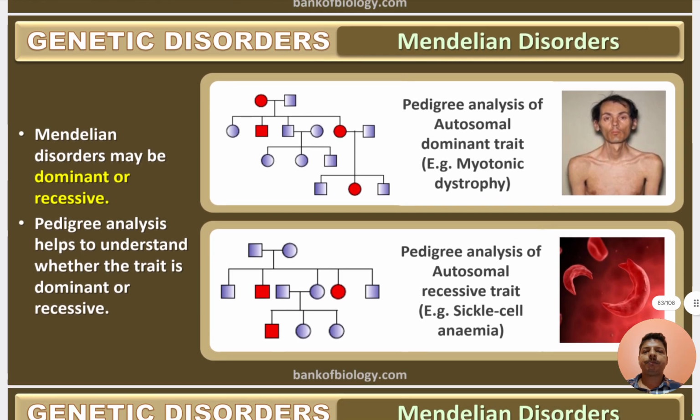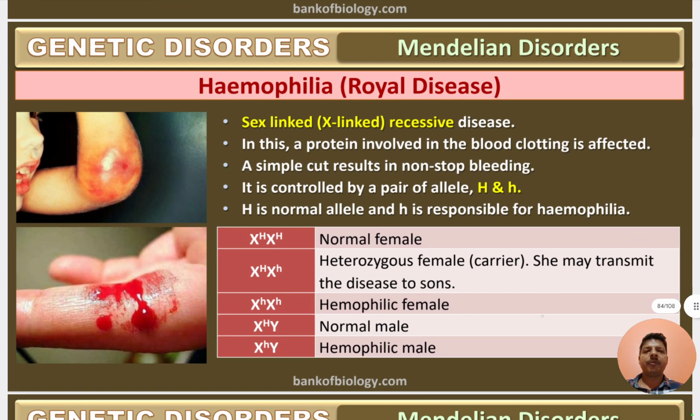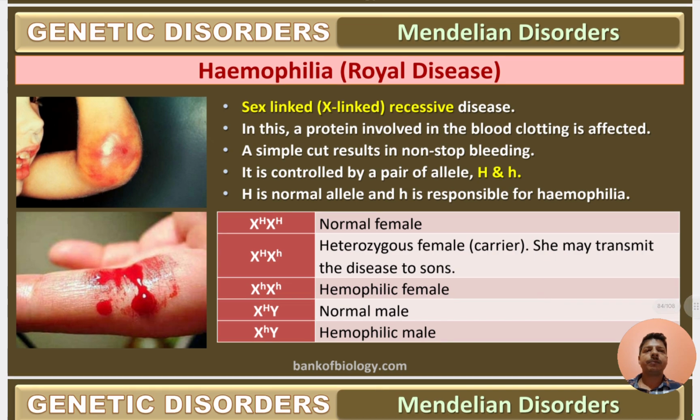First of all, the same diagrams are given. Here, hemophilia or royal disease is a sex-linked disease, an X-linked recessive disease, in which a protein involved in blood clotting is affected. A simple cut results in non-stop bleeding. It is controlled by a pair of alleles, capital H and small h. Capital H is the normal allele while the small h is responsible for hemophilia.